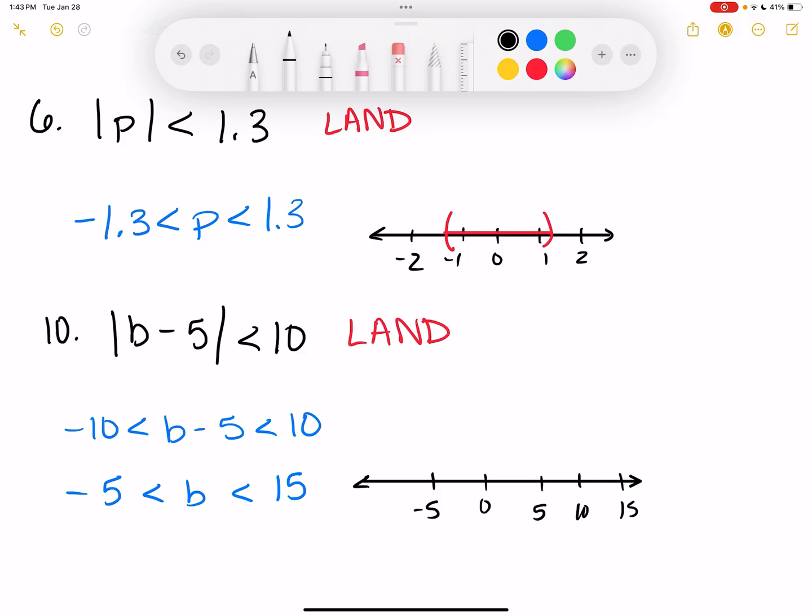All right, so this one is between, they're just less than, so it's parentheses. So parentheses on negative 5 and on 15 facing inward, and I shade between.